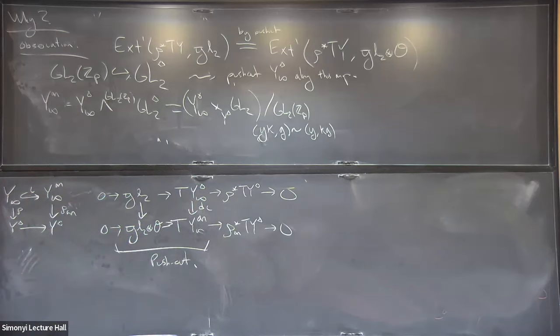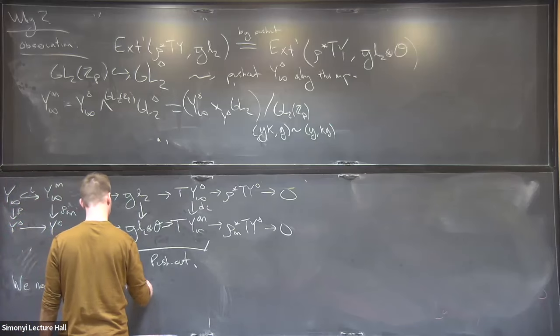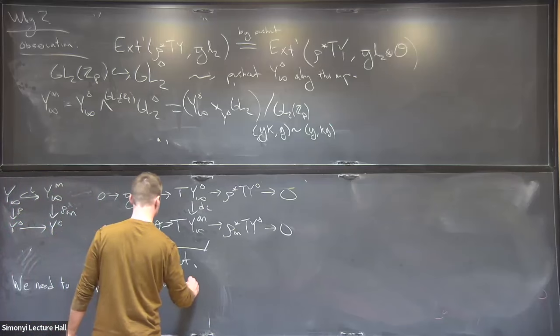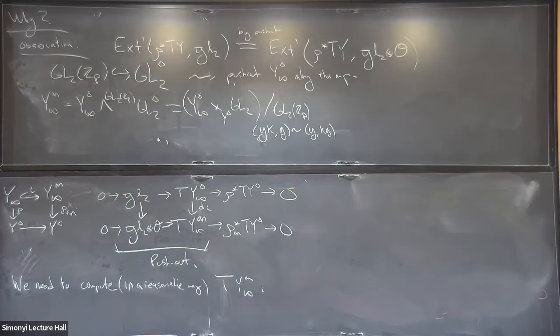Okay, so what that means is we need to compute the tangent space of Y infinity in a reasonable way. What do I mean by in a reasonable way? Well, in the way that everything I've done so far has been unreasonable. I appealed to intuitions from differential geometry to get some structure, and then I happened to have some natural map in my pocket that I could use to find some extension. I never said, here's a definition of its tangent space, here's how I compute it. I've just been guessing all along.